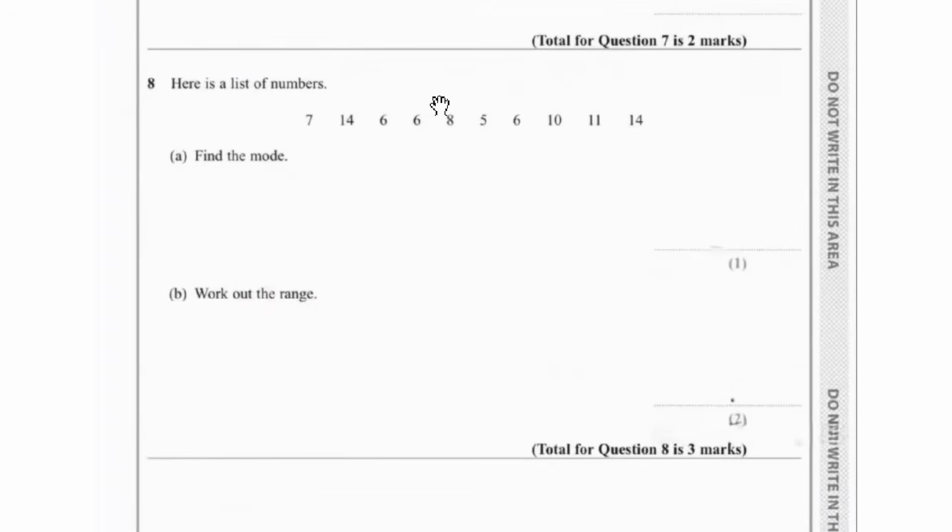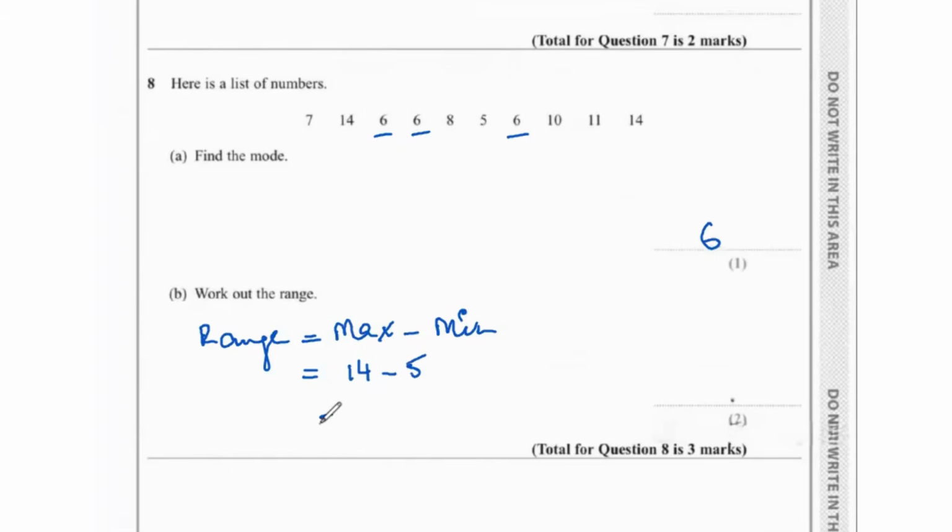Then here's a list of numbers. We have to find the mode. So mode is the value that is occurring most frequently. If you look at these numbers, the number that is occurring most frequently is 6. It's occurring 3 times. So that's the mode. And for the range, we subtract the minimum value from the maximum value. So the maximum value is 14 and the minimum is 5. So 14 minus 5 is 9.